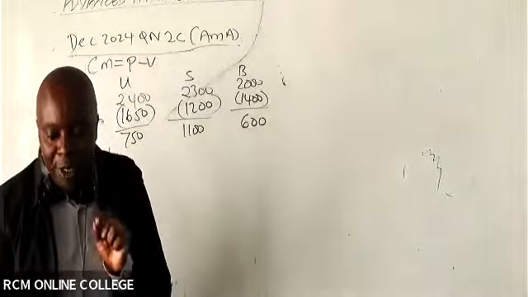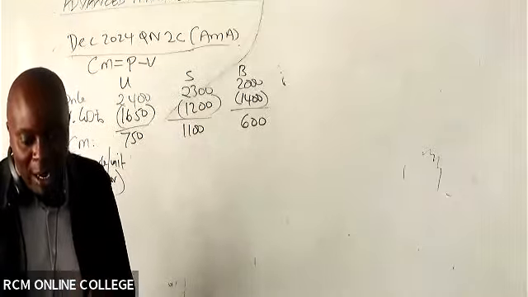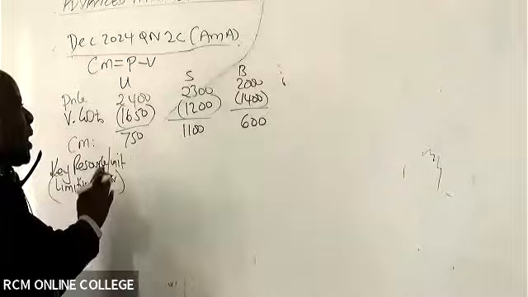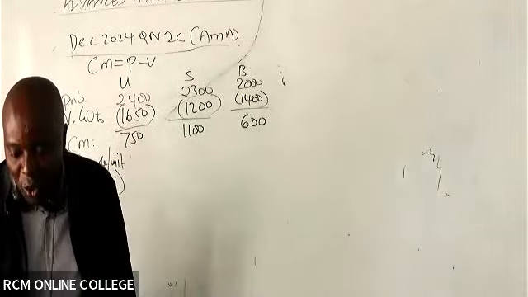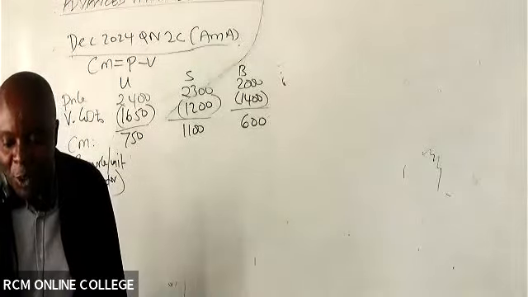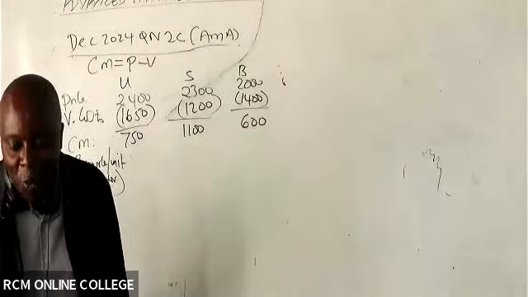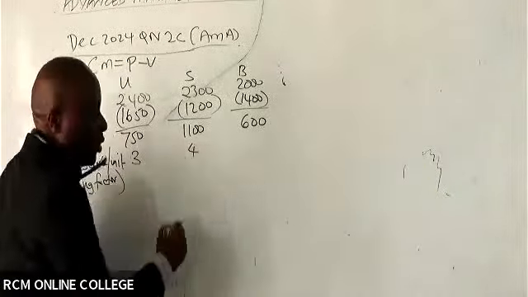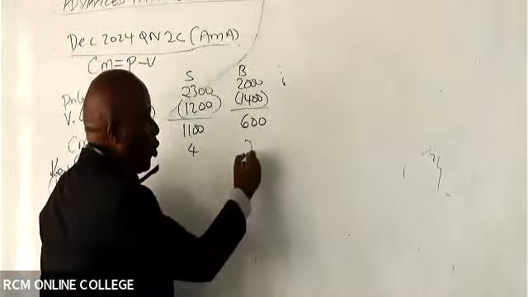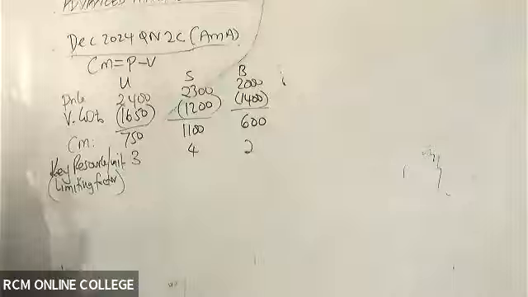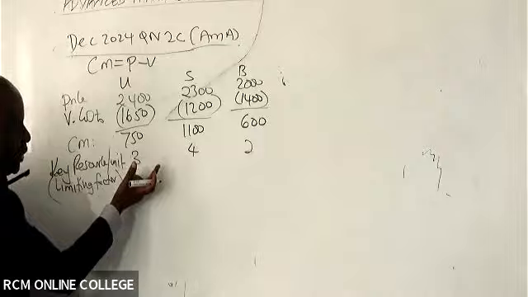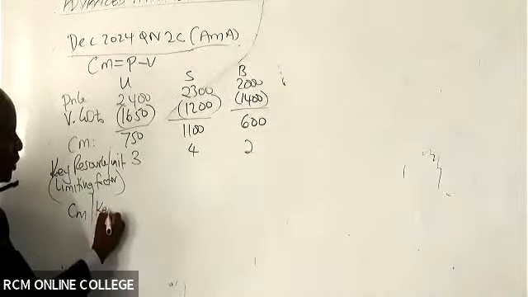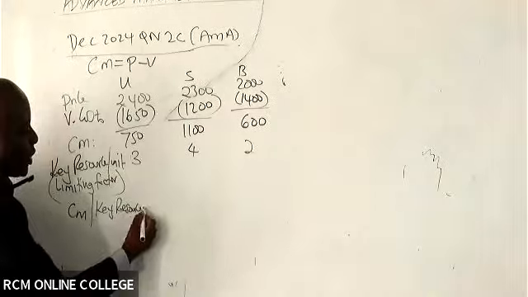So go back to your original table. Remember, these 56,000 labor hours are total, and in this table I need the key resource per unit of each product. In your original table you'll see the labor hours required per unit in the motherboard division: 3, 4, and lastly 2. Now combine the two through division. Give me the CM per key resource.